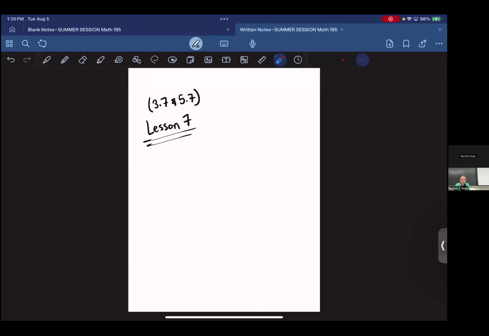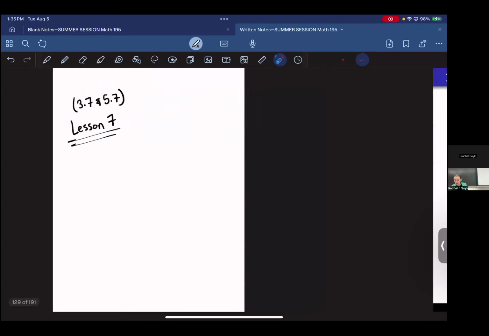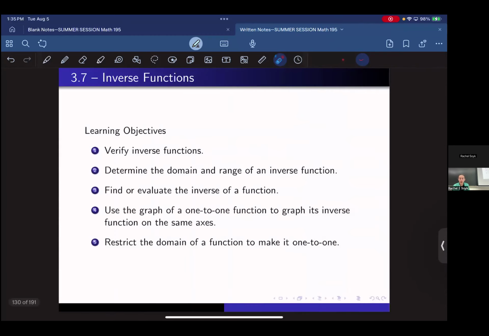So this is a combination of section 3.7 and 5.7, since in this course textbook, this is where we're really highlighting inverse functions. And so our learning objectives here, we have five, which I subtly spoke about earlier, but now we'll get to go into more detail with this.